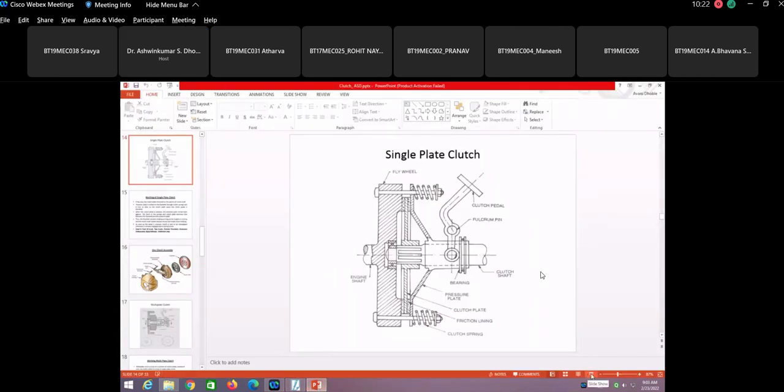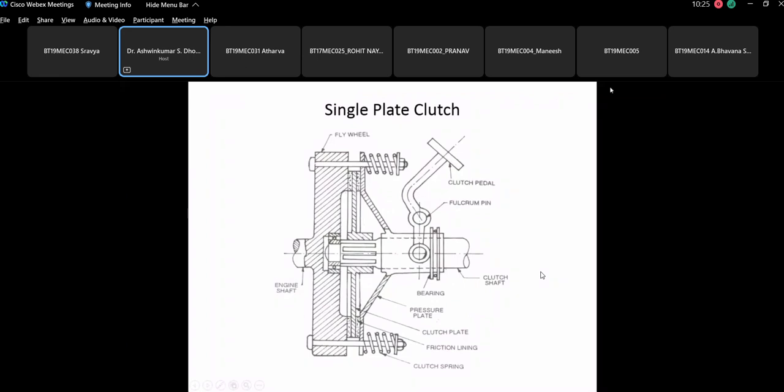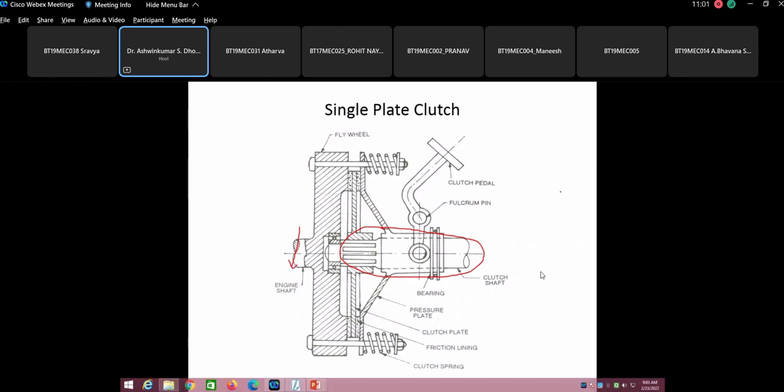So here is the sketch of the single plate clutch. This is the plate, and the plate is coming in contact with the flywheel. Flywheel and one plate, that is the configuration. This particular portion is the gearbox input shaft, and this is the engine input shaft. That means this is connected to the engine crankshaft. So we'll be getting the input from this. Then this is the assembly.